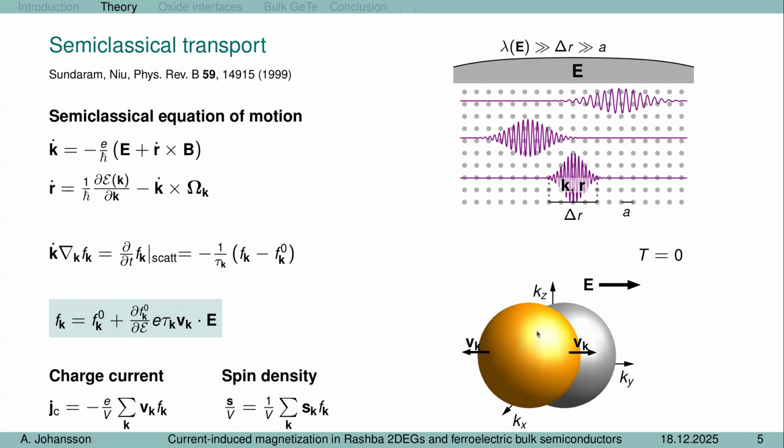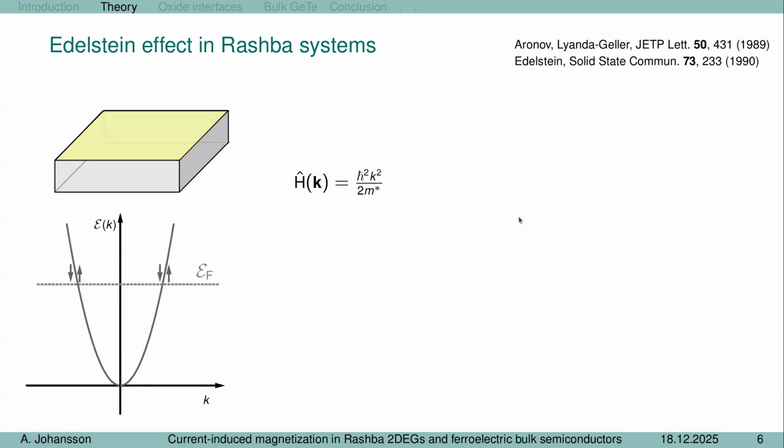But we should keep in mind that actually only the states at or around the Fermi level are really contributing to transport. And with this background knowledge, we can now move directly towards the Edelstein effect. The Edelstein effect has first been discussed in so-called Rashba systems, which can occur at surfaces or interfaces. So here is the example of a metal surface, and we consider now a two-dimensional electron gas living at the surface. And the simplest approximation for that is, of course, a free electron system.